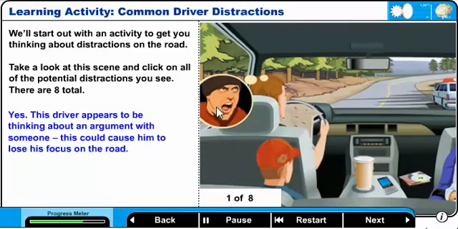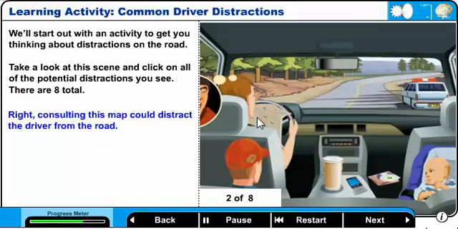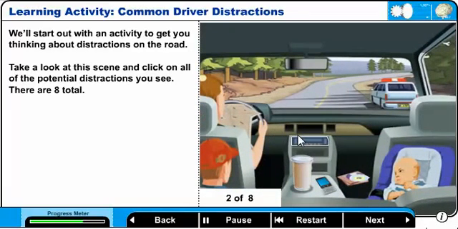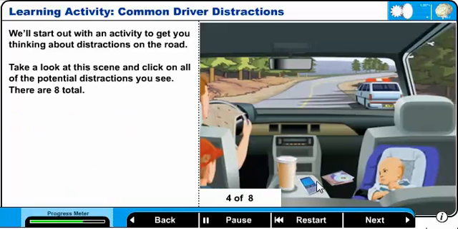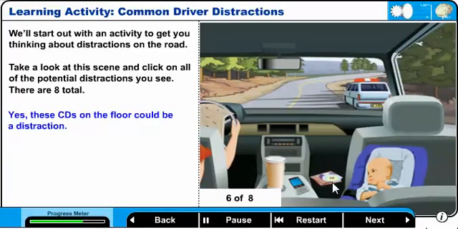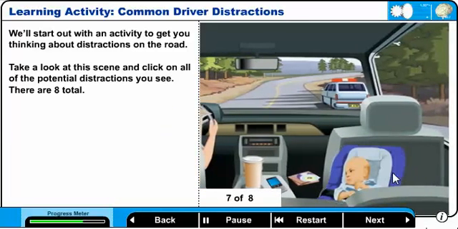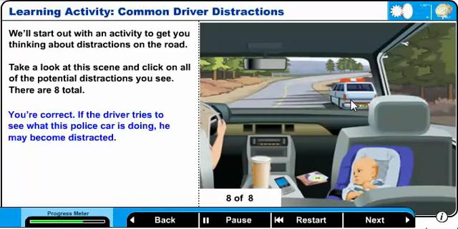Yes, this driver appears to be thinking about an argument with someone. This could cause him to lose his focus on the road. Right, consulting this map could distract the driver from the road. Correct. The car stereo can be distracting. Right. This drink could be a distraction. Correct. If the driver were talking or texting on this cell phone while driving, it could distract him from the road. Yes, these CDs on the floor could be a distraction. Yes, that's right. These children are a potential distraction. You're correct. If the driver tries to see what this police car is doing, he may become distracted.